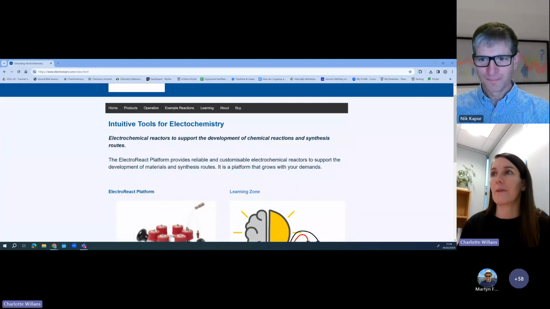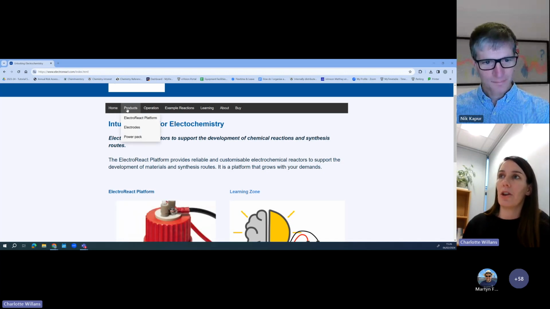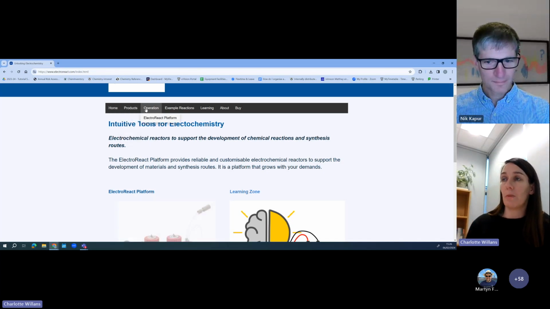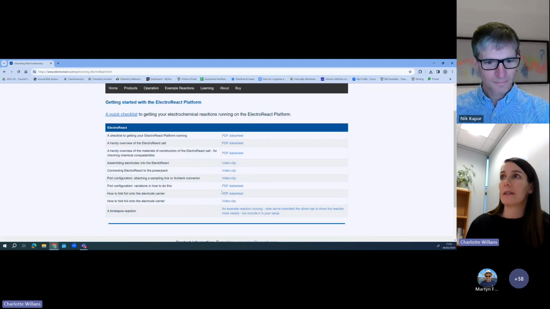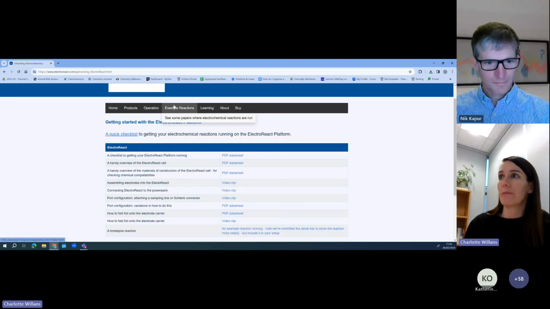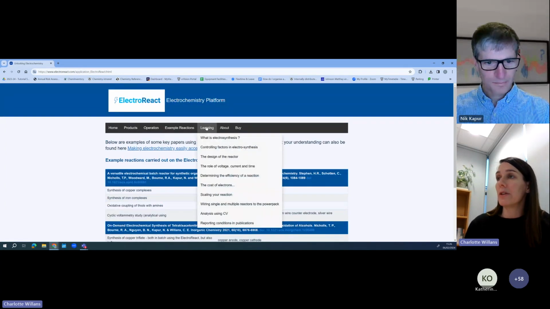Yep. Okay, great. So yeah, at the top are various tabs. So you have the products. The operation is the one that Nick mentioned. That has all of the videos in there and the various data sheets. We have a tab on some example reactions, so some papers that we've published using the reactor. There's also this learning zone, which has a lot of information on there about what electrosynthesis is, various controlling factors, but there are also some modelers on there, so you can add, well, let me give you an example.